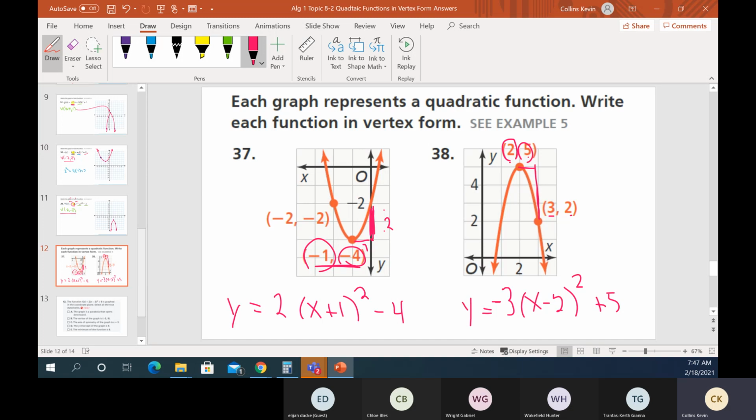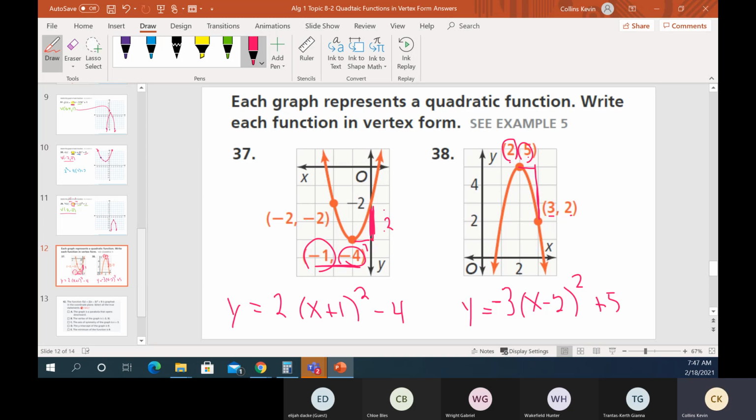So the equation of that guy is minus 3, and then in parentheses x minus 2 squared plus 5. Done. That's it. They're not hard, so don't make them hard. All right. Done. Done indeed.